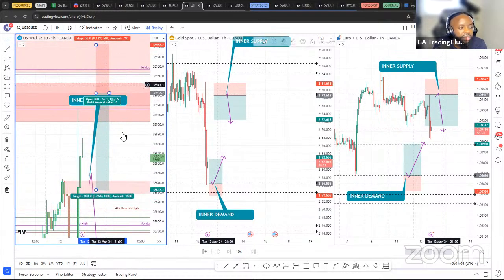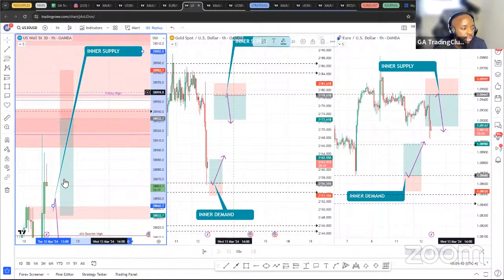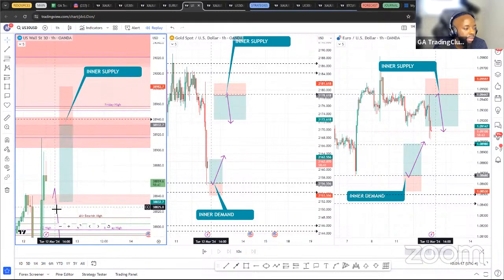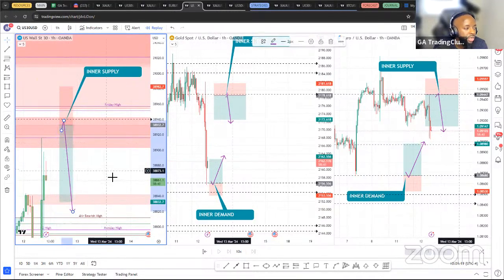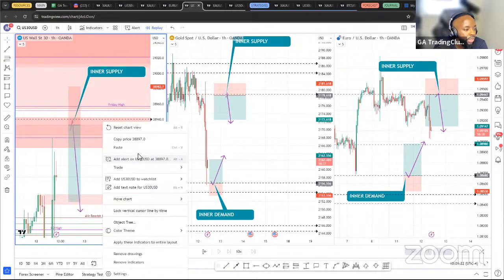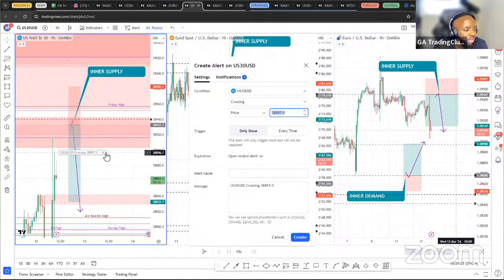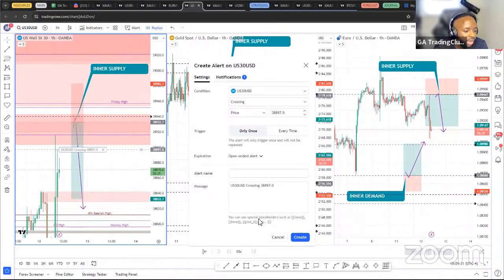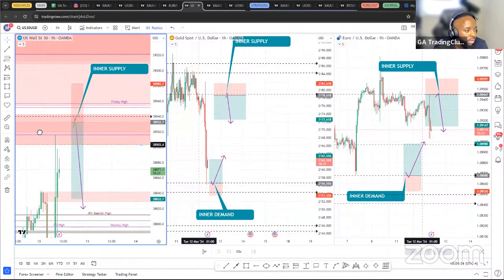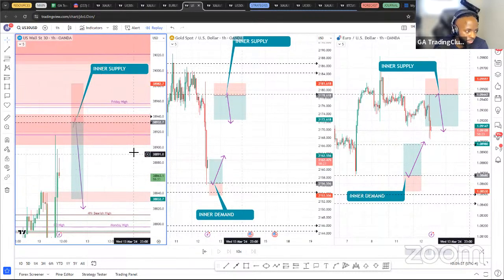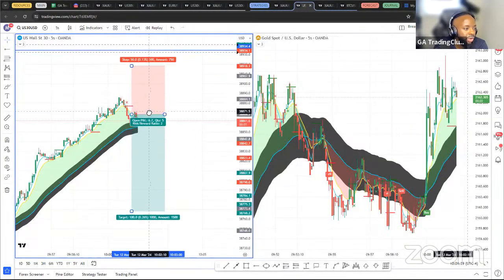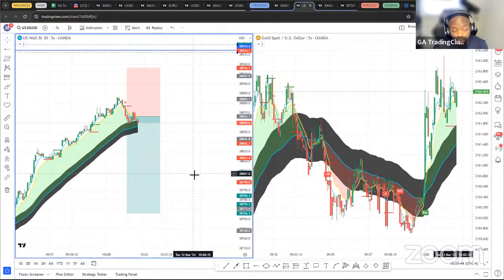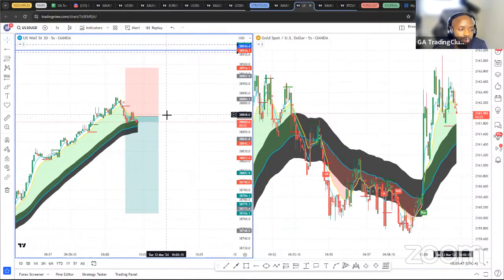I'm going to look for the next inner supply zone, which is here. For me, I'll wait for price to come back up to this zone right here, and then I can put an alert on US 30. With this strategy, it does take a little bit more patience, but it gives you nice entries. For example, right now, that's where I would have entered, if we still had those inner supply zones. I would be in the trade right now, but currently I am not.